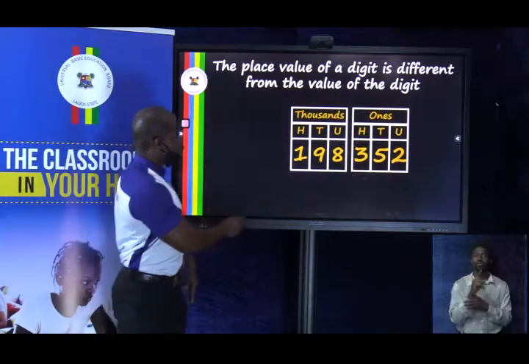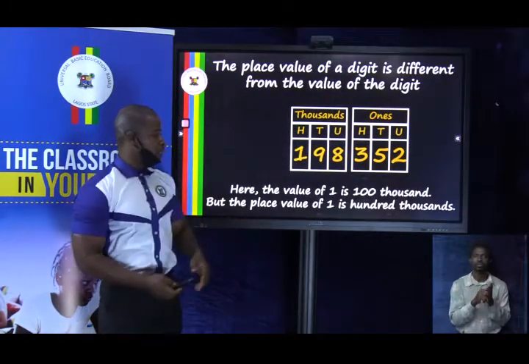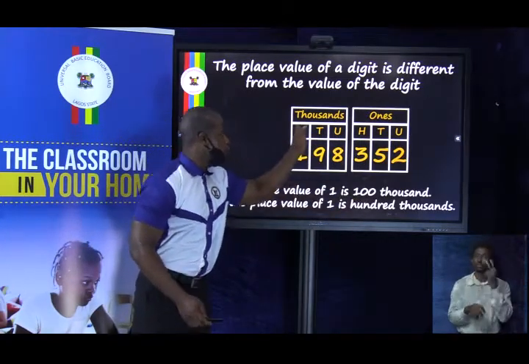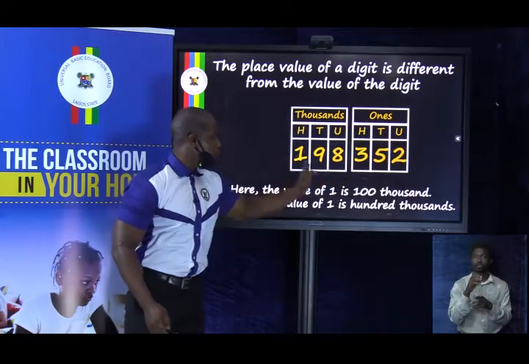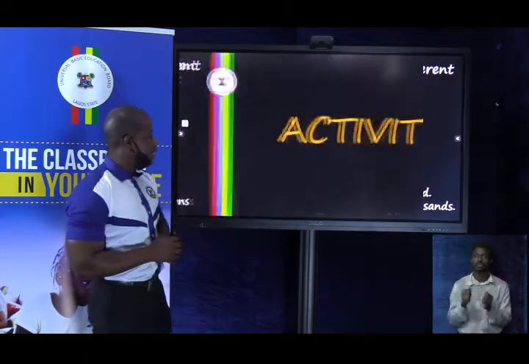Okay, so the place value of 1 is 100,000. That's the place value. Value is 100,000. The place value is 100,000. Let's see an example.